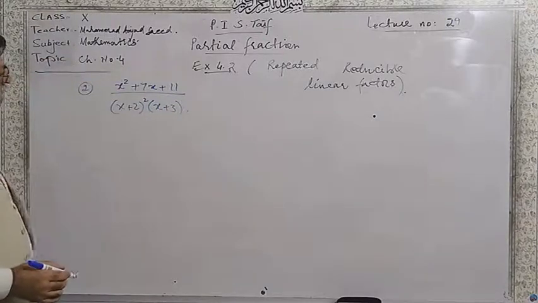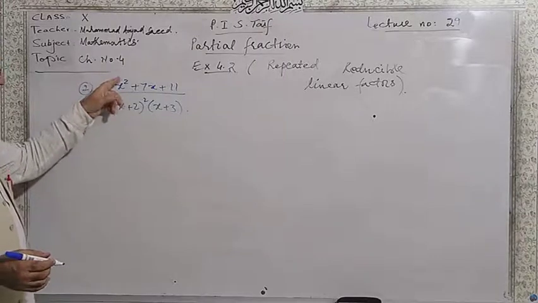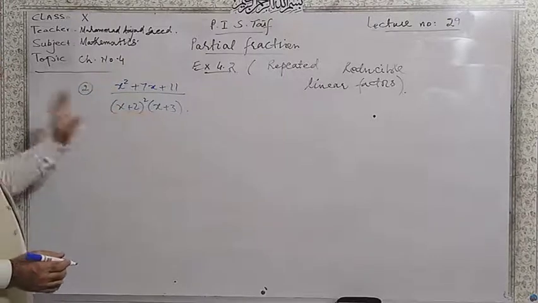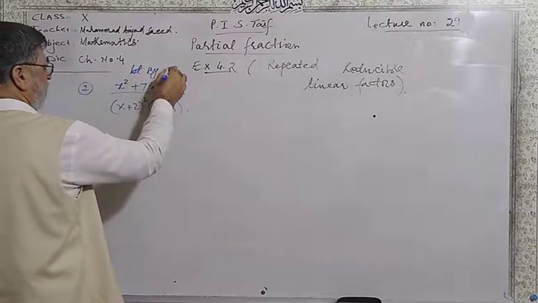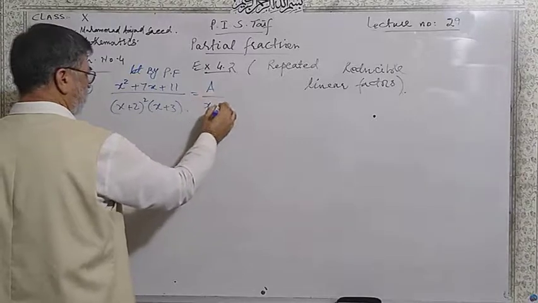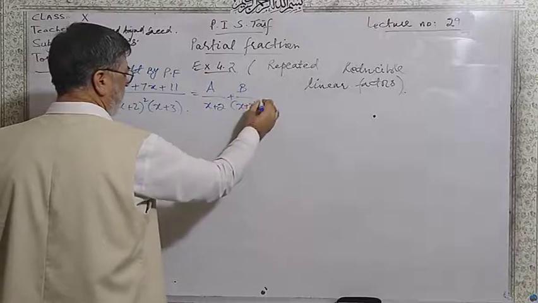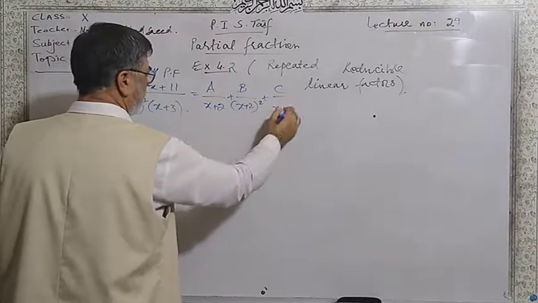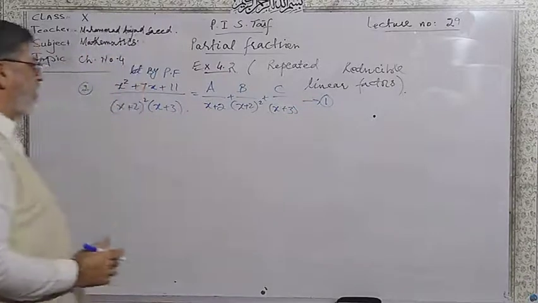Because it is a proper fraction, the degree of numerator is 2 and degree of denominator is 3. So let by partial fraction, this is a over (x plus 2) plus b over (x plus 2) square plus c over (x plus 3). That was your equation number 1.